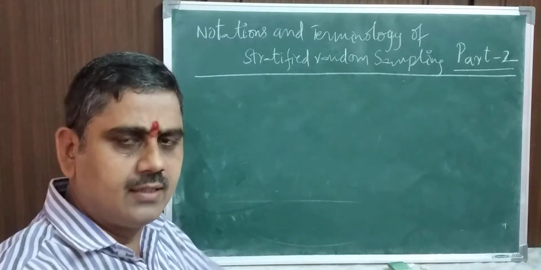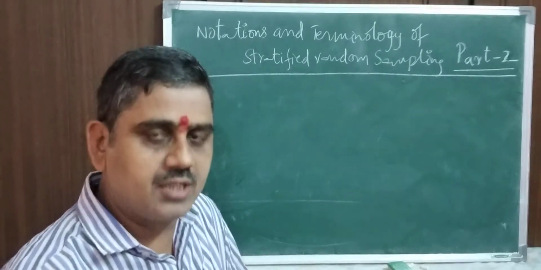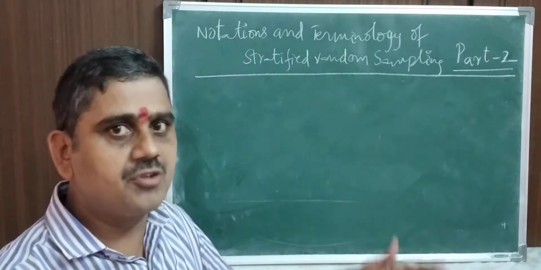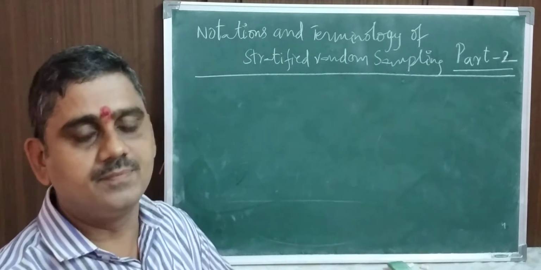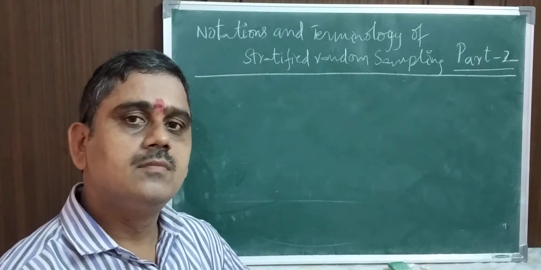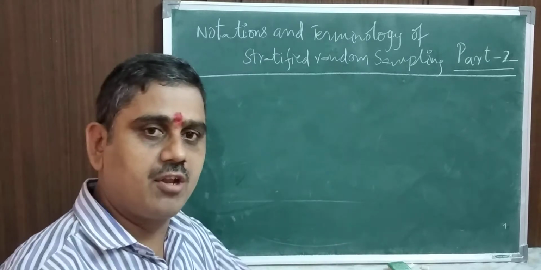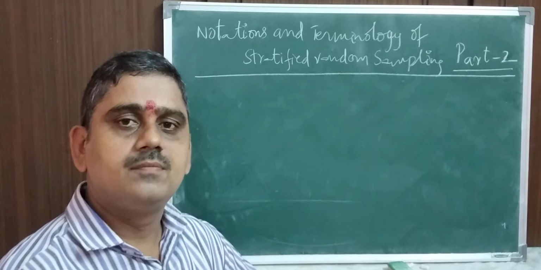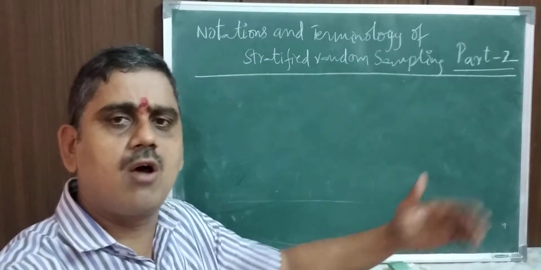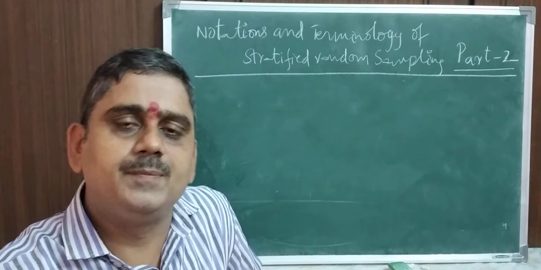In the previous lesson, we have learned some of the notations and terminology of stratified random sampling. It is a continuation to that particular part. There it was stopped at some particular point. So now I start with all the population values we have learned in the previous lesson.